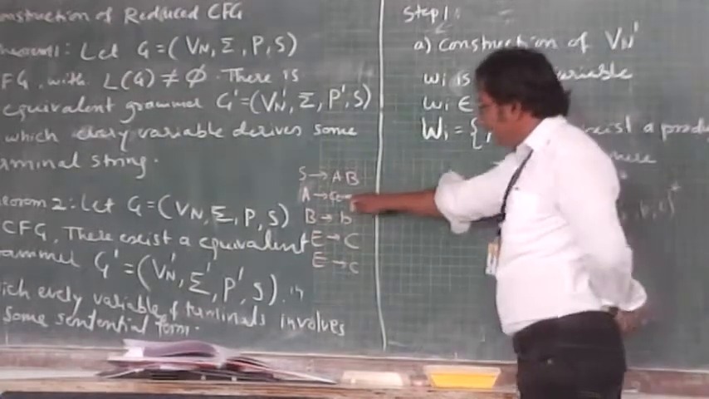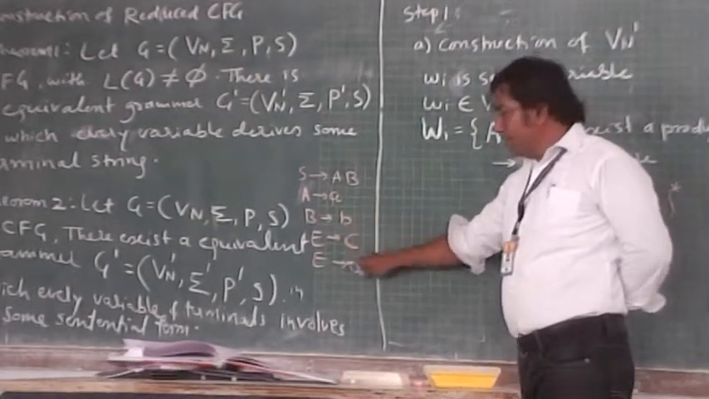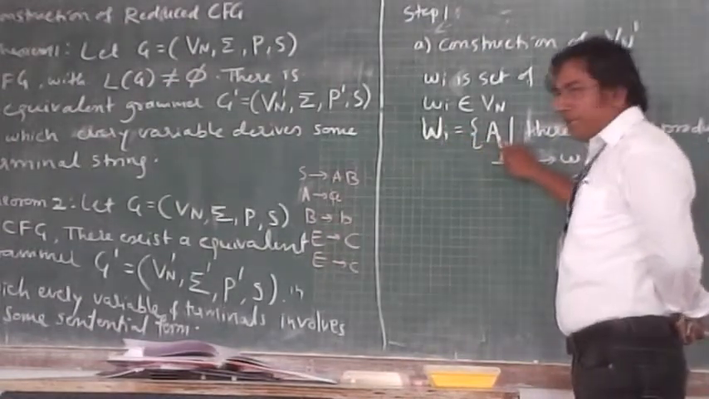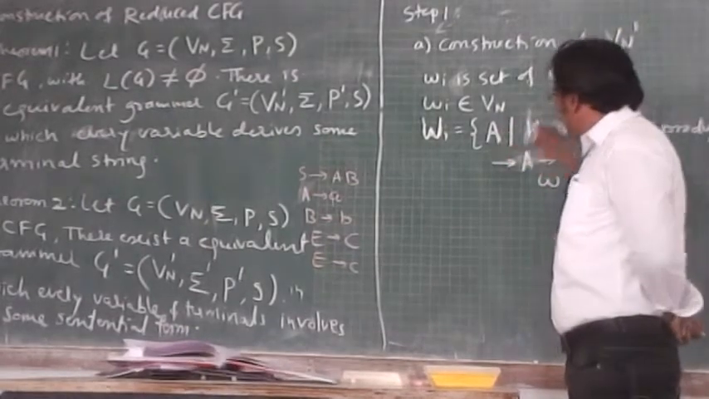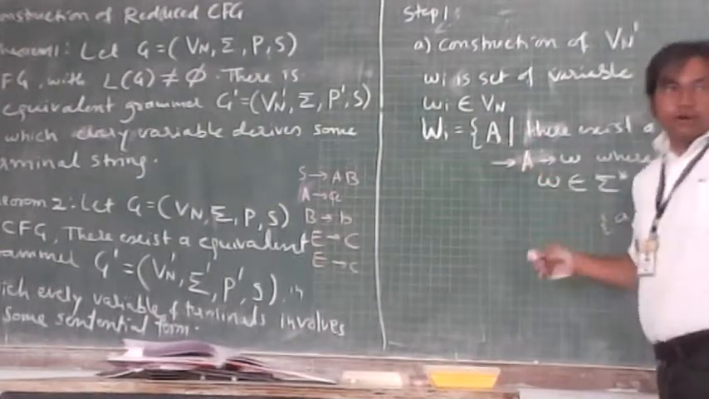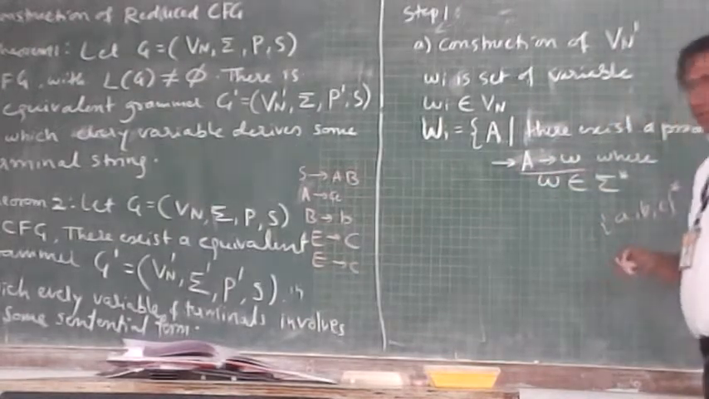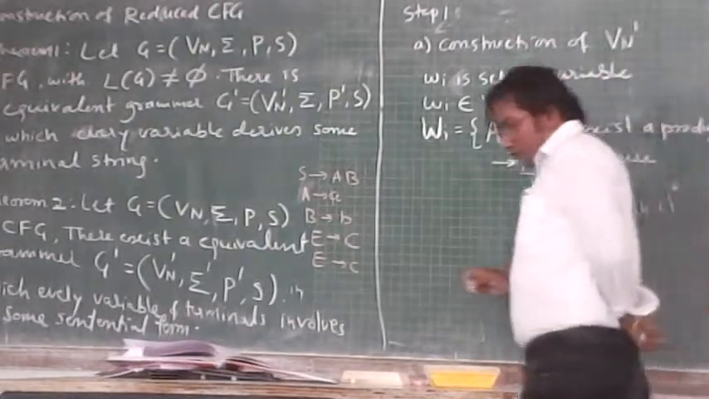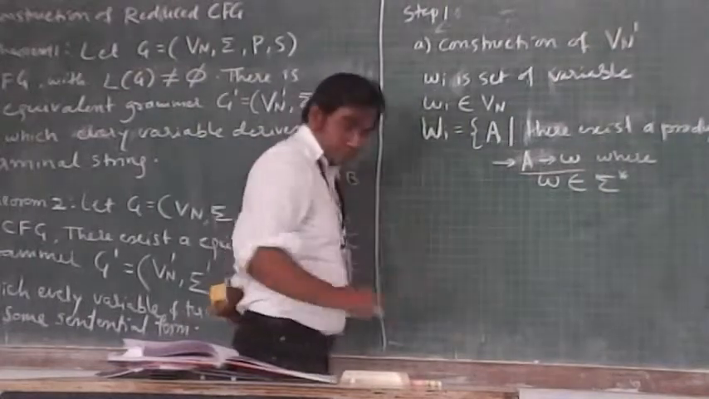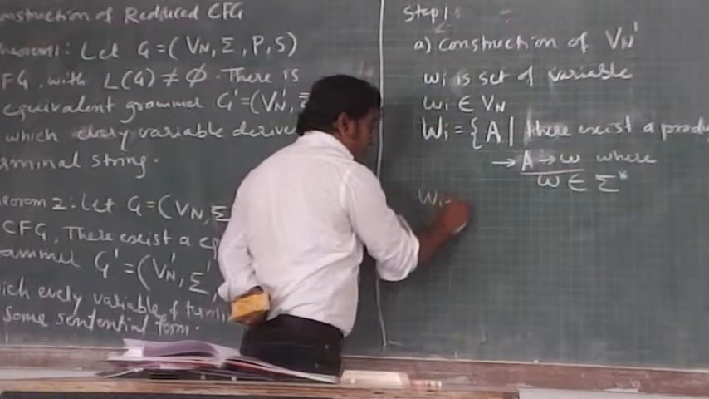So here you can see this is a production where at the right hand side you are having a terminal. In this Wi, I am collecting a set of variables such that the variables are the left hand side of a production, and those productions are of this kind: A implies W. After finding out Wi, you need to calculate Wi plus 1.